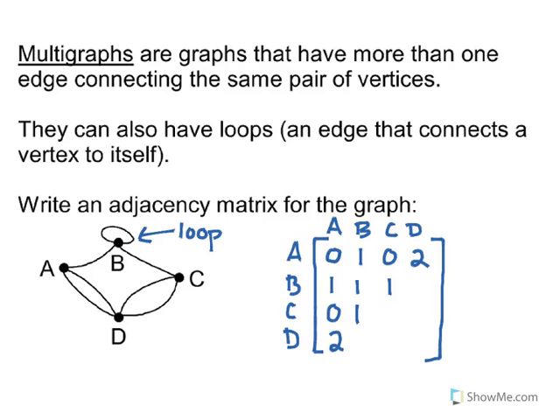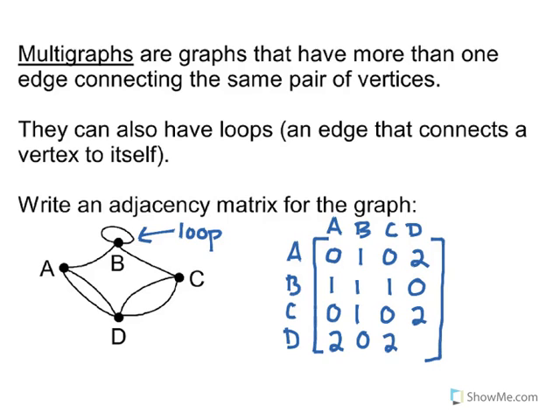And is B connected to D? No, not directly. Now, is C connected to itself? No. Is C connected to D? Yes, by two separate edges. One here, one here. Okay, so there's a 2 there and a 2 there.